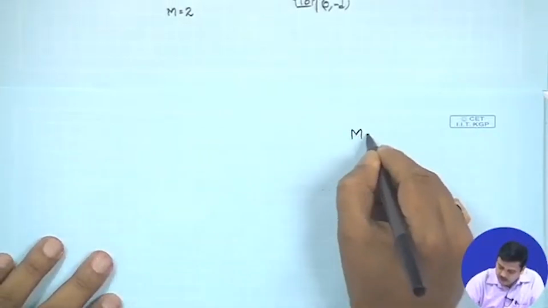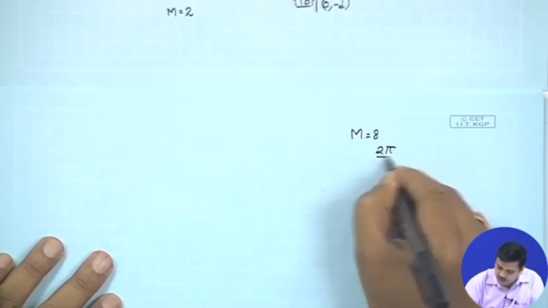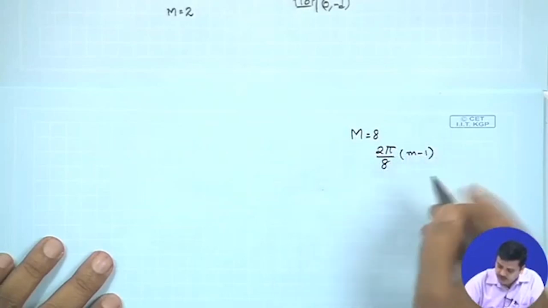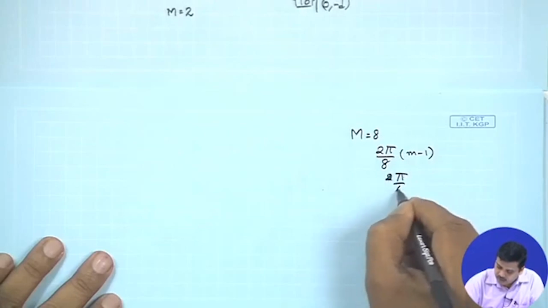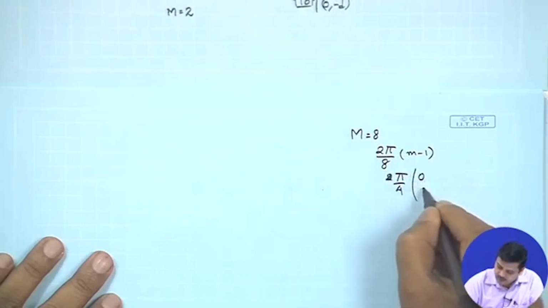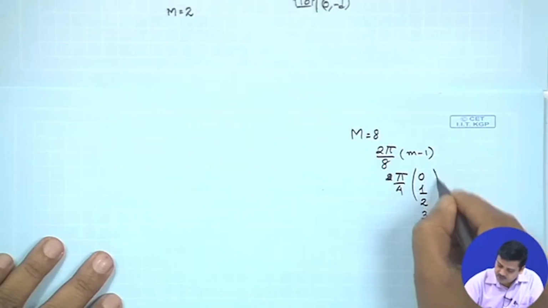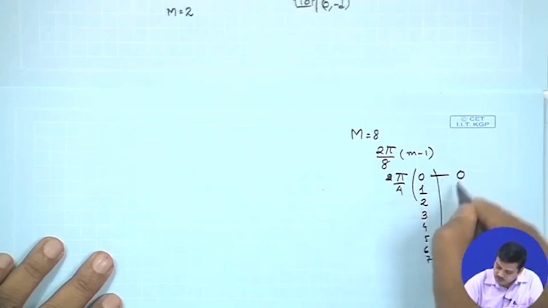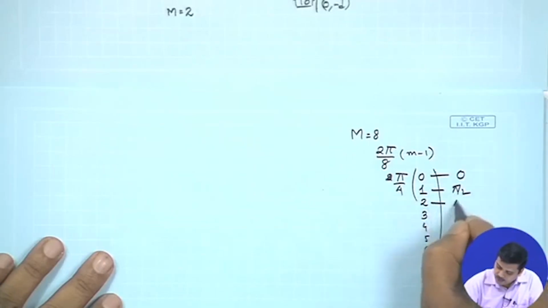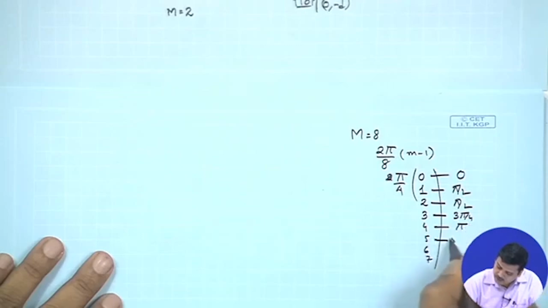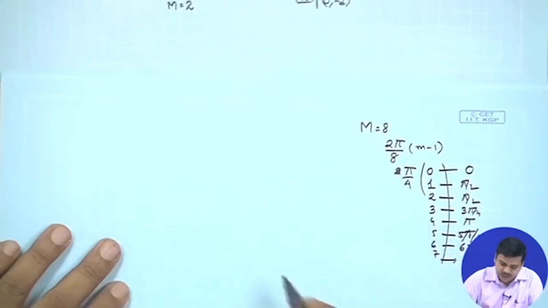that means when m is equal to 8, you are going to get 2 pi by 8 multiplied by m minus 1, or you are going to get pi by 4 multiplied by 0, 1, 2, 3, 4, 5, 6 and 7. That is what you are going to get, leading to 0, leading to pi by 4, leading to pi by 2, leading to 3 pi by 4, leading to pi, leading to 5 pi by 4, 6 pi by 4, that means 3 pi by 2, and leading to 7 pi by 4. So, these are the angles that you are going to generate.